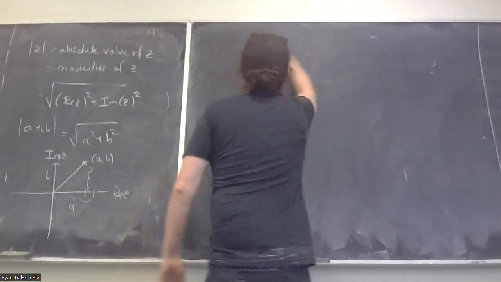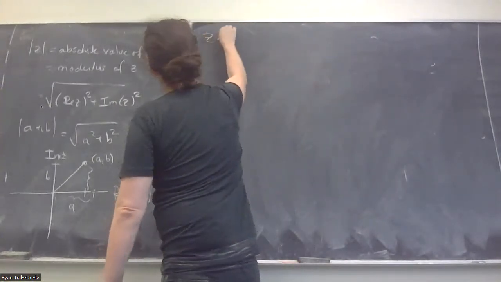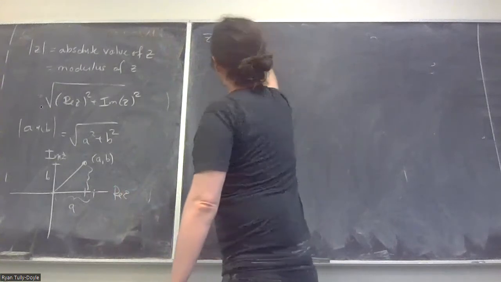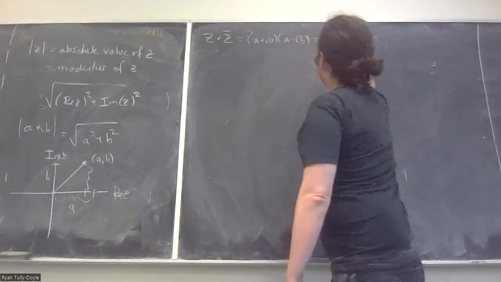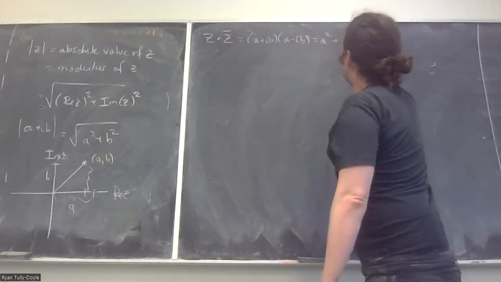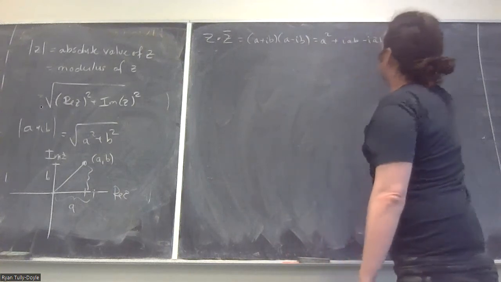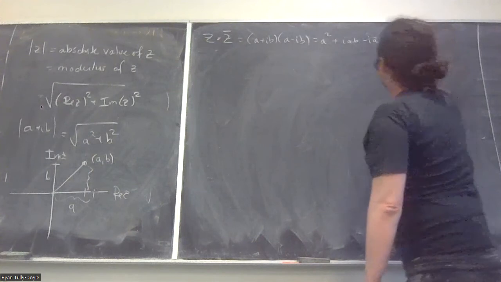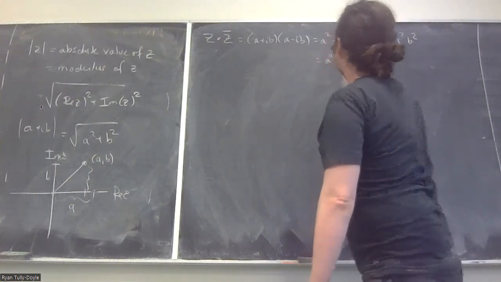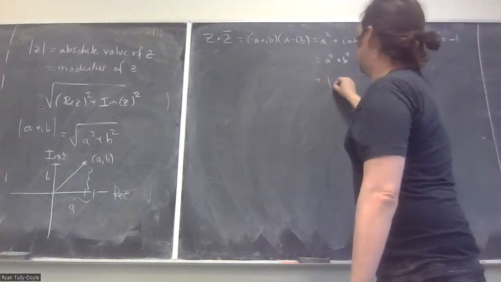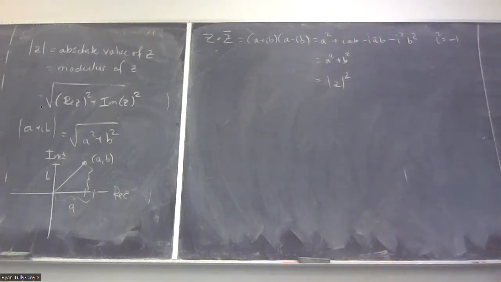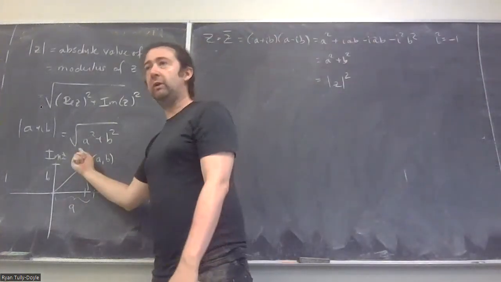One of the most important ones is that if you take z and multiply it by its complex conjugate, that's a plus ib times a minus ib, which is a squared plus iab minus iab minus i squared b squared, which is a squared plus b squared. Because remember, i has the property that the square of i is -1. So what does that mean? Well, this is the length of z squared. You took this formula and you squared it, so the square root goes away, right?